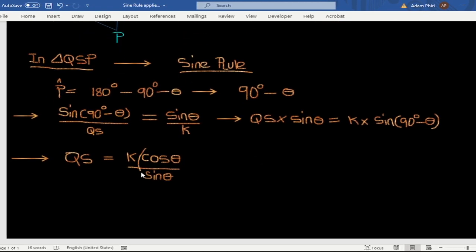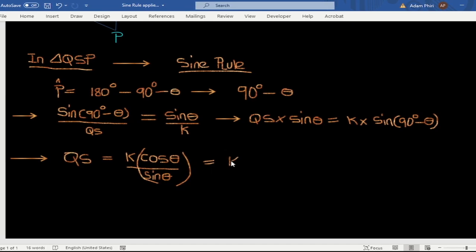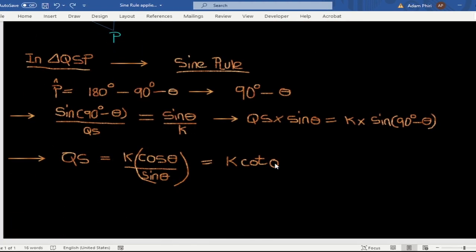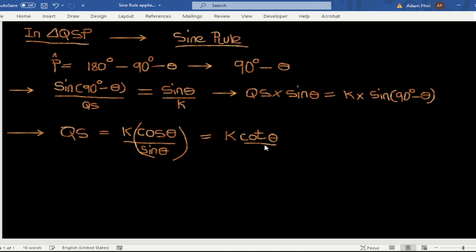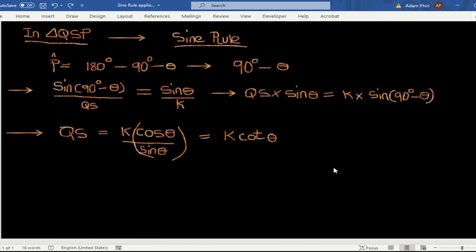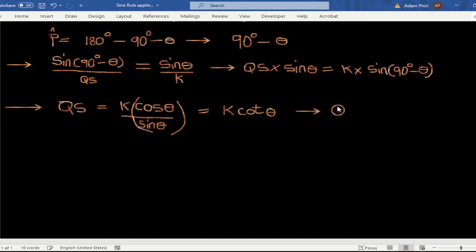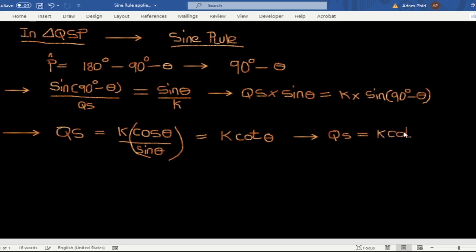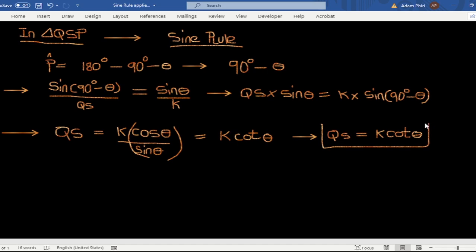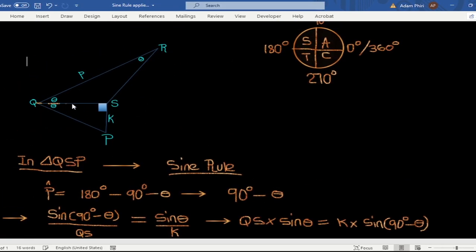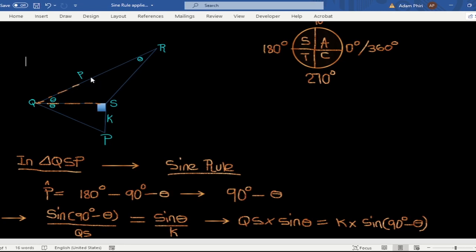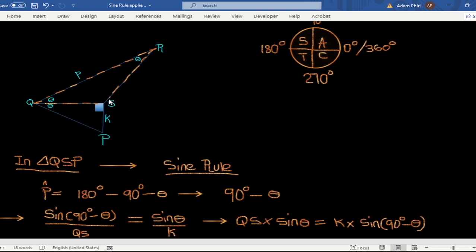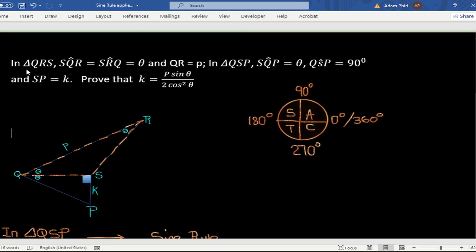I like it as a fraction like that, but you can also use cos theta over sine theta to give you K cot theta. So that's the most simplified way to write it. And then from there we have to move to another triangle. So QS is going to be K cot theta in a simplified version, but you can always change cot theta to cos theta over sine theta. So I'm moving to another triangle, QRS, and in that triangle you can see that we still have QS as part of the triangle.